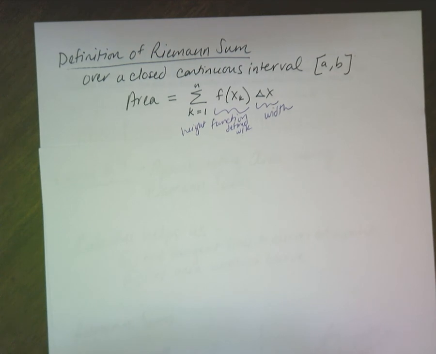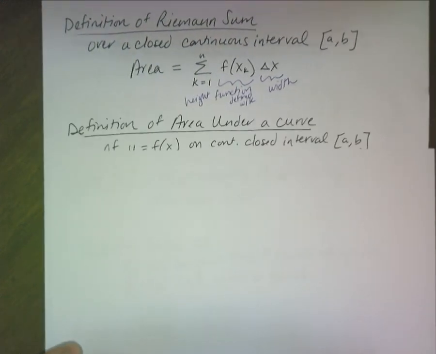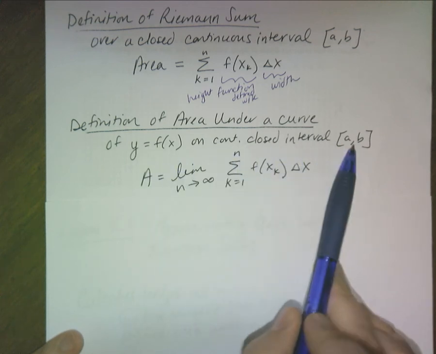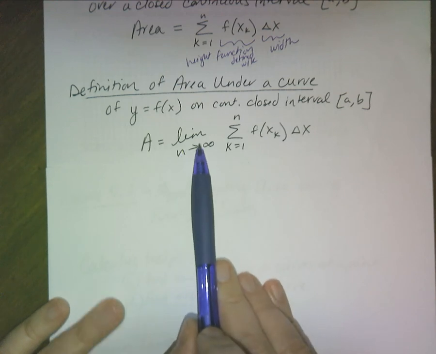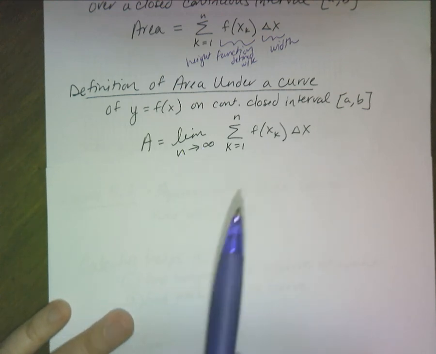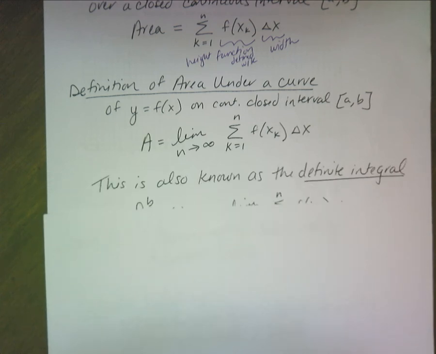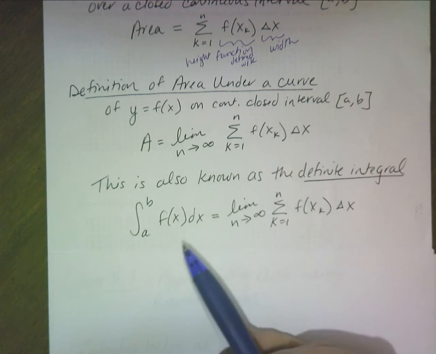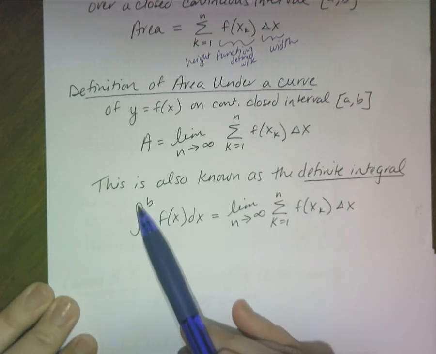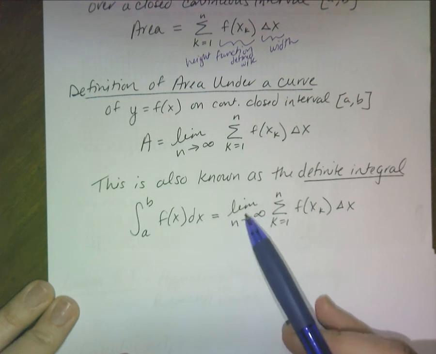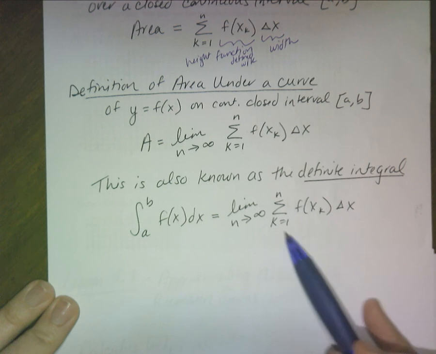Well, what if I made a limit of infinite amount of rectangles? Well, then I can have this definition for area under a curve of a function y equals f of x on a continuous closed interval [a, b], where the area is equal to the limit as n approaches infinity of all these rectangles, like hundreds and hundreds and hundreds. As I create thousands and thousands of these infinite amount of rectangles, what I'm actually doing is a new type of math called the definite integral. This is the integral notation from a to b of a function f of x dx is equal to the limit as n approaches infinity of the Riemann sum.